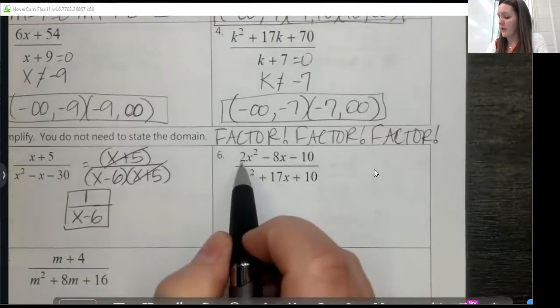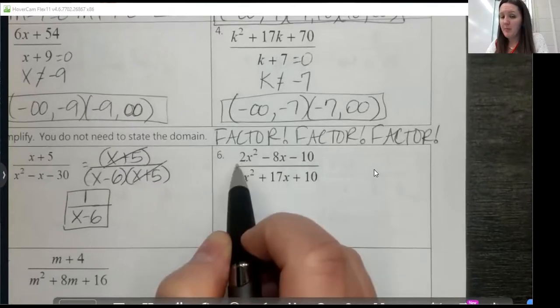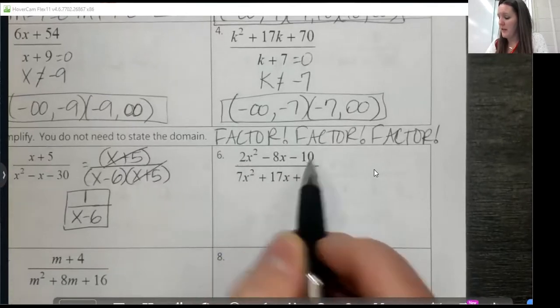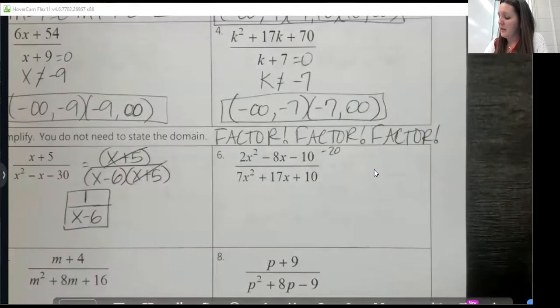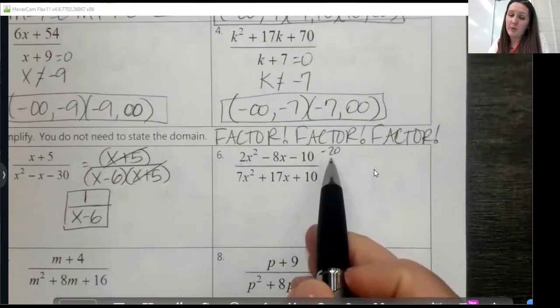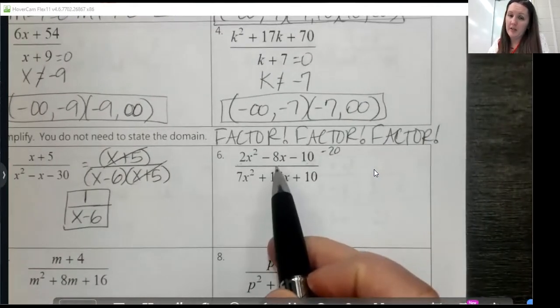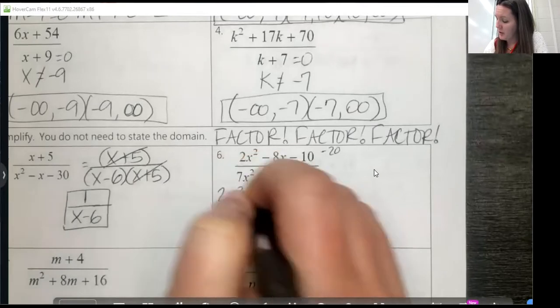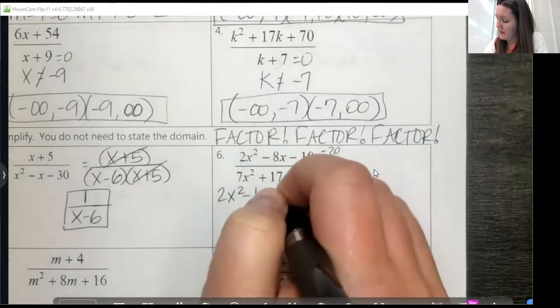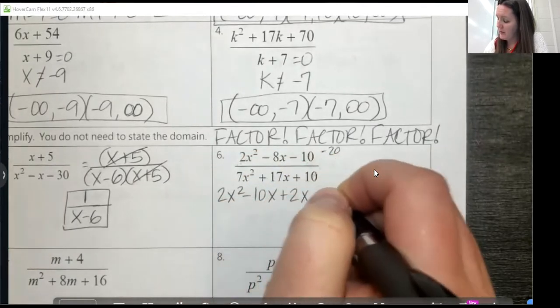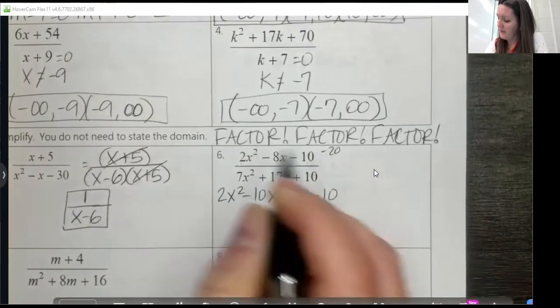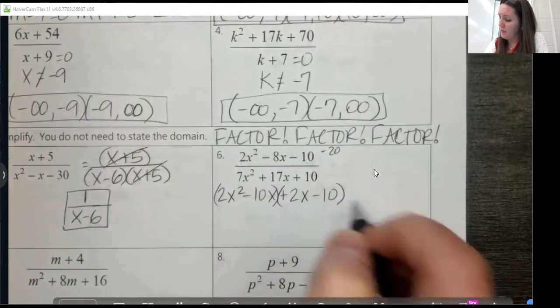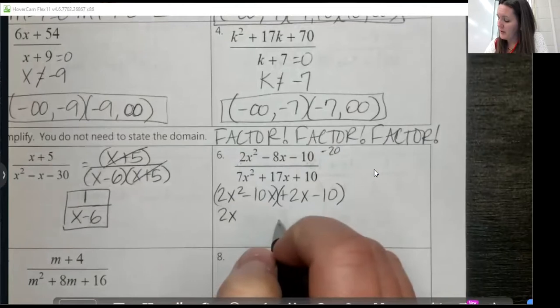All right, let's factor here. I'm going to do the a times c method. So I'm going to do 2 times 10, that's negative 20, and see, okay, what multiplies to get negative 20 and adds to get negative 8? Negative 10 and 2. So we're going to split our middle term, 2x squared minus 10x plus 2x minus 10. Group our first two, group our last two, pull out a 2x here.